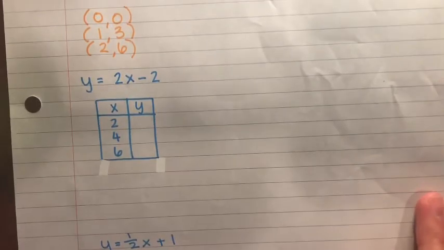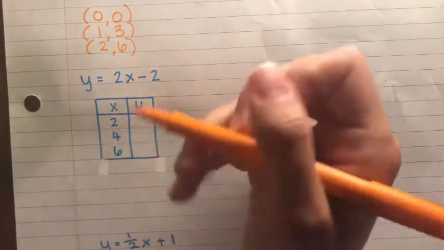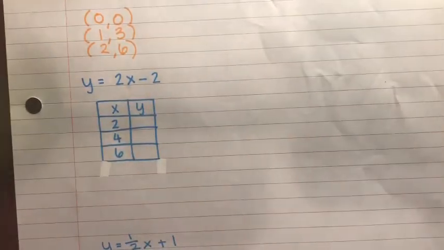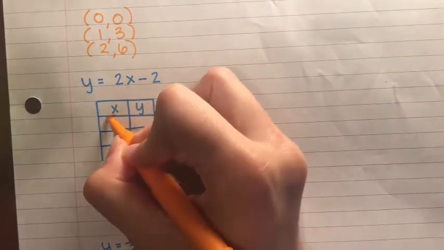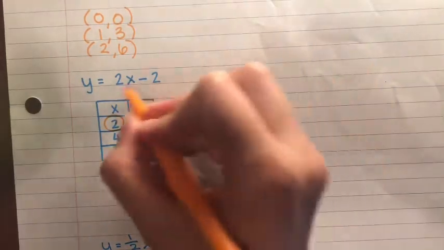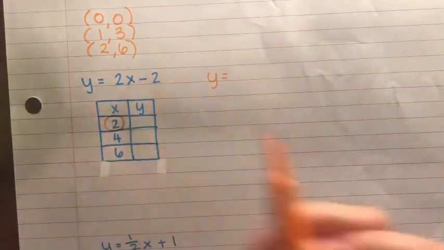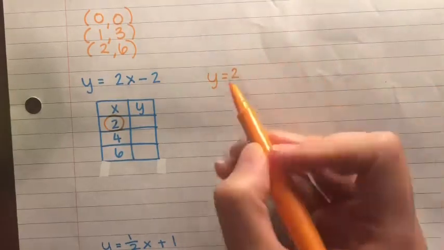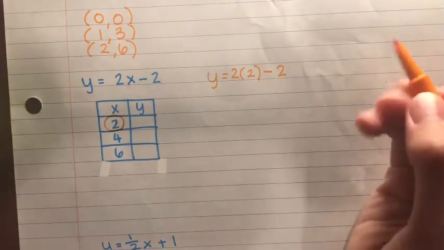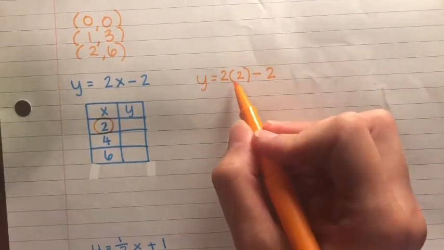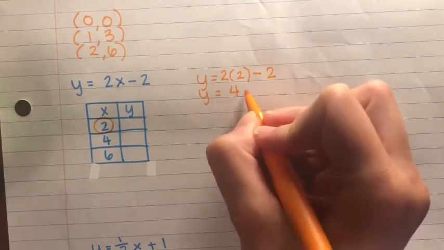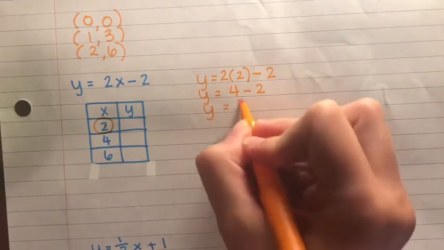Okay, next example. Again, we're just taking our x values and plugging them in. We're plugging our inputs in to get our outputs. So let's start when x equals 2. We want to plug in 2 and substitute that for x. So y equals, I'm just rewriting my equation, y equals 2 times x, which is 2, minus 2. Remember, we want to follow our order of operations, PEMDAS, so we start with multiplication. y equals 4 minus 2, or y equals 2.